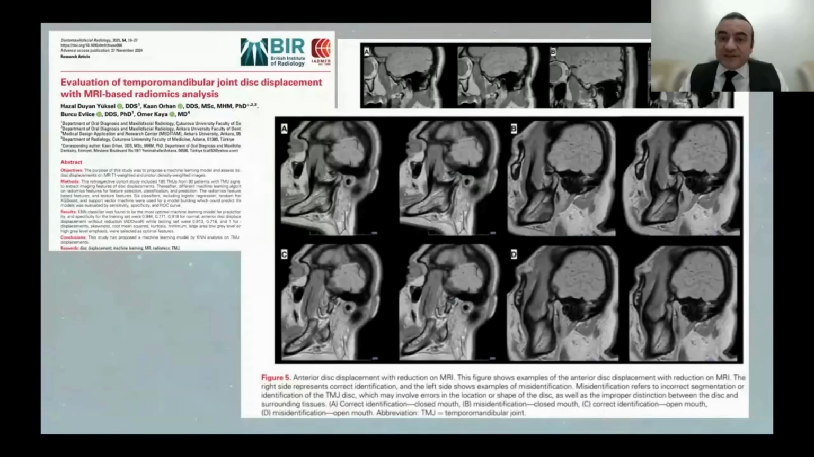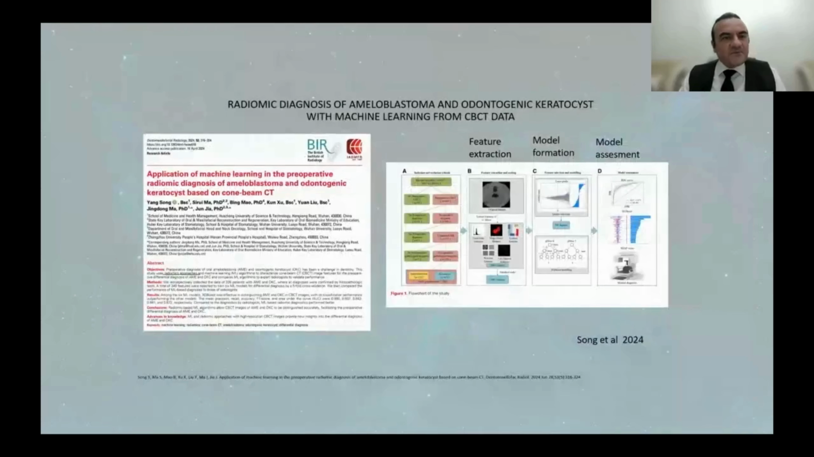We can also not just make the segmentation, but detect the object. In this case, this is the temporomandibular joint disc, and we can make a classification of whether it's an anterior disc displacement, and whether it's with reduction or without reduction cases.